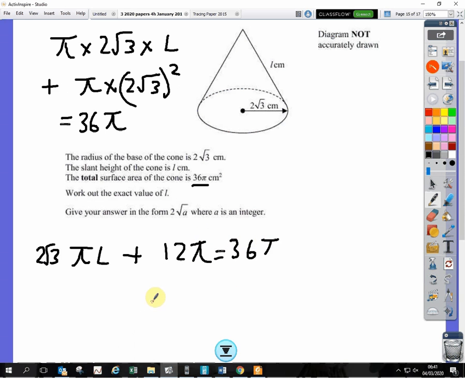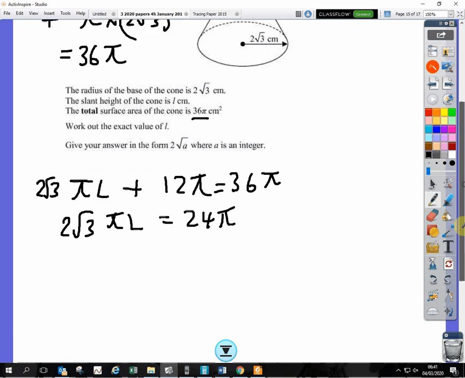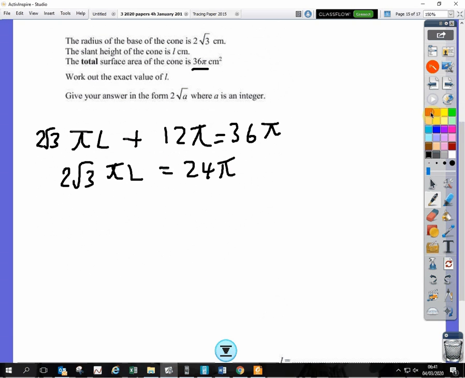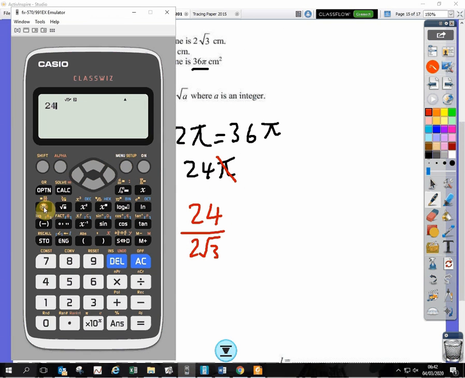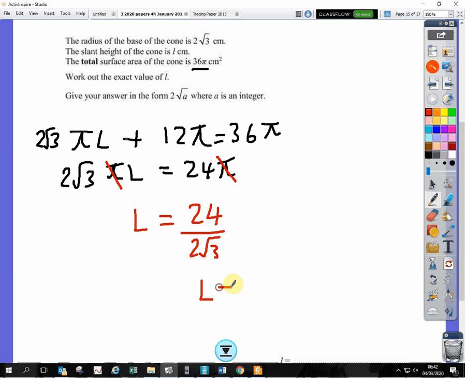So from this, you can work out what L is. Okay? If you take the 12 pi over, it's going to become minus 12 pi. So you're going to end up with 24 pi. Okay, there's a pi on both sides we can cancel. And all we need to do now is work out what L is. 24 over 2 root 3. Okay, let's see what that is. Yeah, 4 root 3.